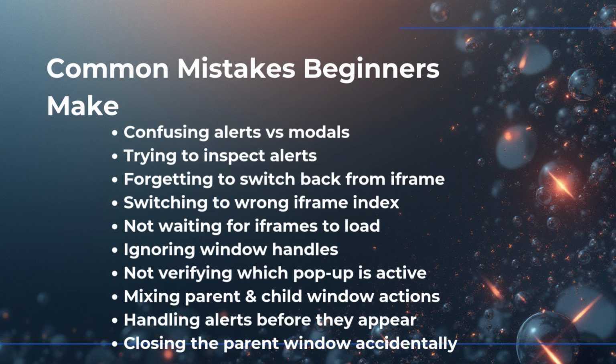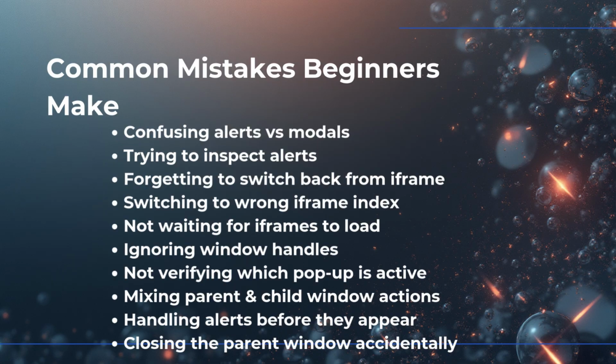Number 6 is ignoring window handles. Sometimes new tabs open, but beginners don't switch. They keep searching for elements on the old tab, causing no such element errors. Number 7 is closing the parent window by mistake. Some testers accidentally close the main window while handling child tabs, breaking the entire test session.